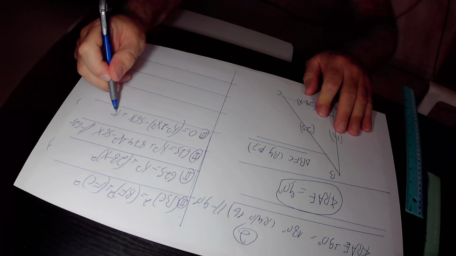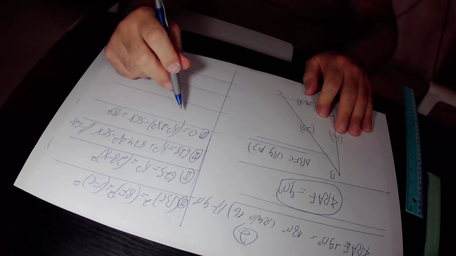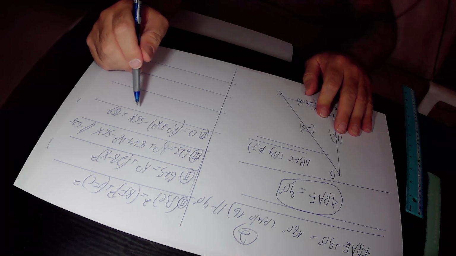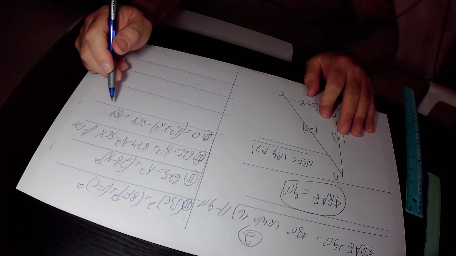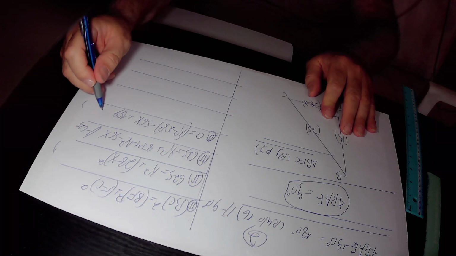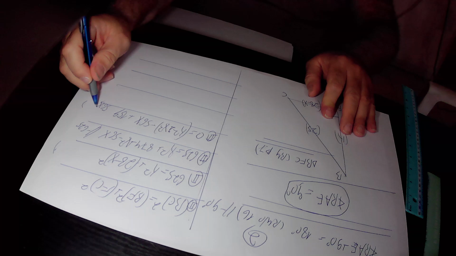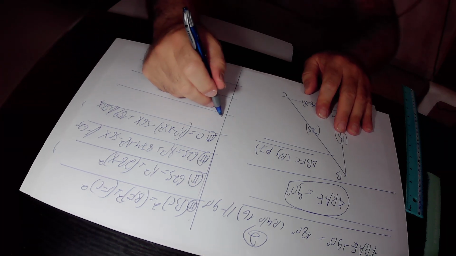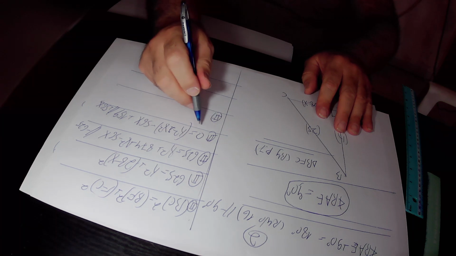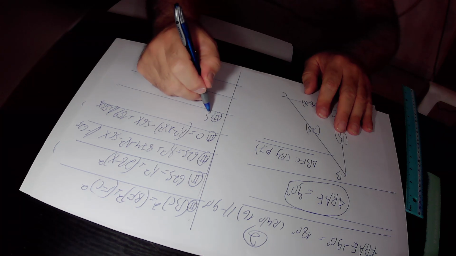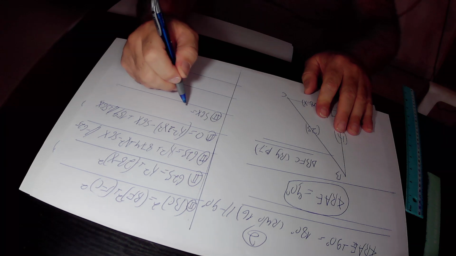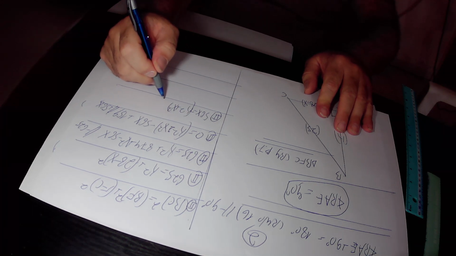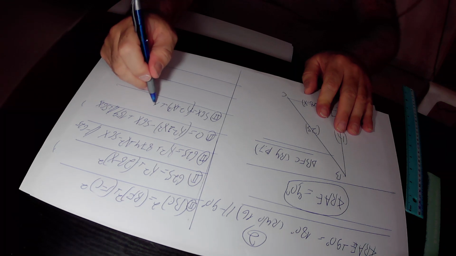In total, according to equation 2, we found out that 0 equals 8 squared plus x squared minus 56x plus 159. Here we add 56x to this equation, equation 2, and we get that 0 plus 56x is 56x equals 8 squared plus x squared plus 159.